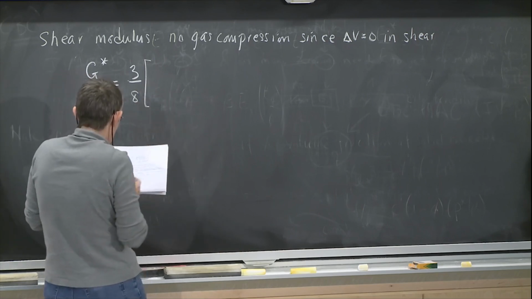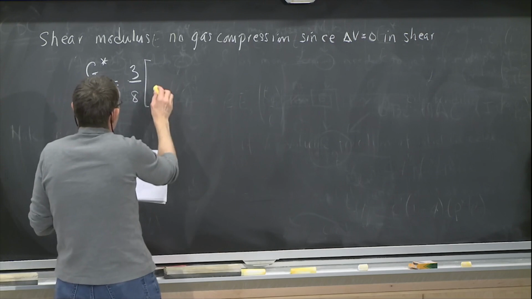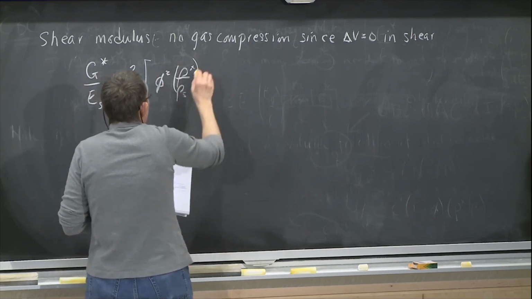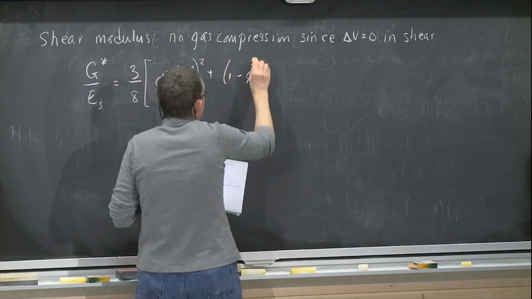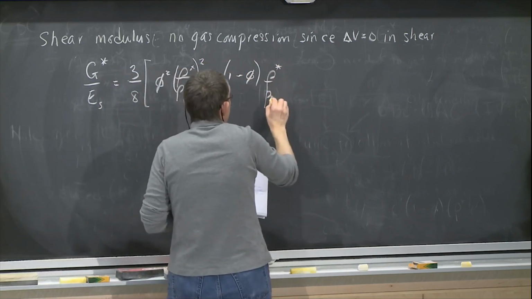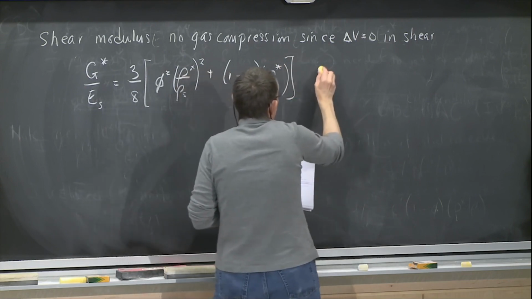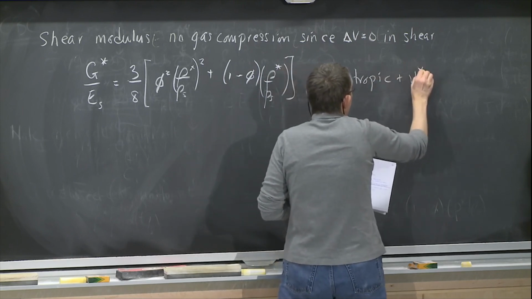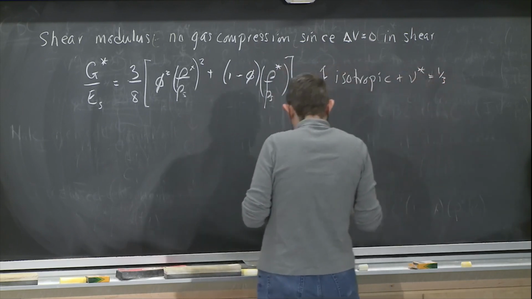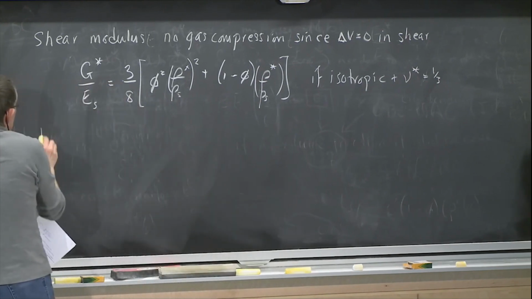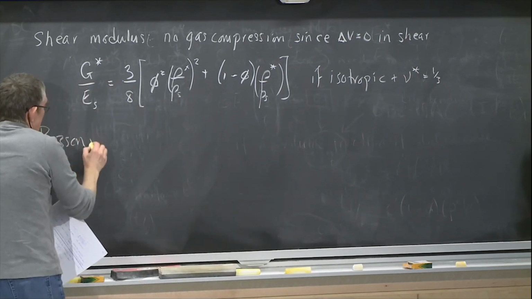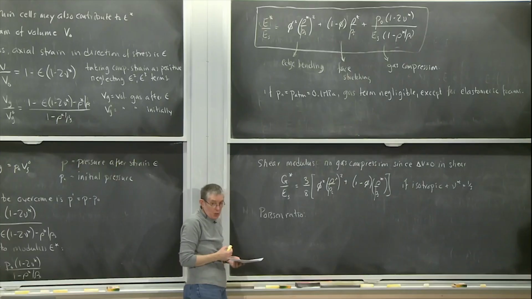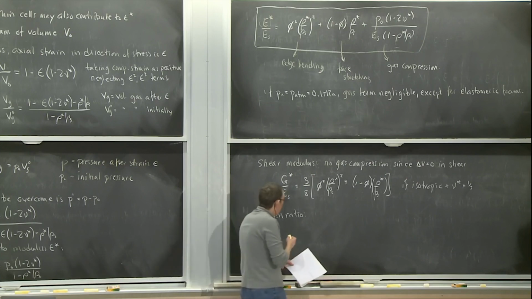And if the foam is isotropic and uses a third, then this constant here is going to be 3/8. And then Poisson's ratio is just going to be a function of the cell geometry again, and roughly we could say it's going to be around a third.